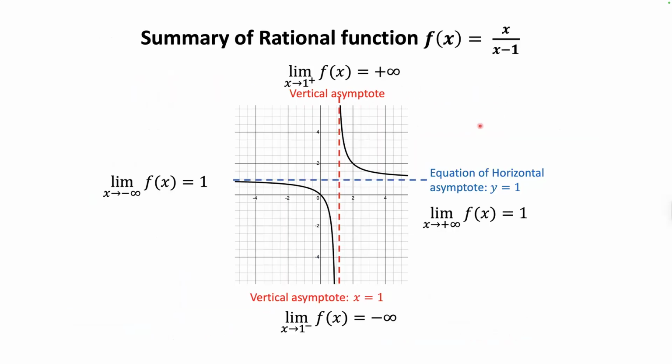This next slide summarizes the rational function explained previously. This rational function has a vertical asymptote at x equal to 1, shown by the red vertical line. The horizontal asymptote can be expressed as the blue line, and the equation of the horizontal asymptote is y equal to 1.